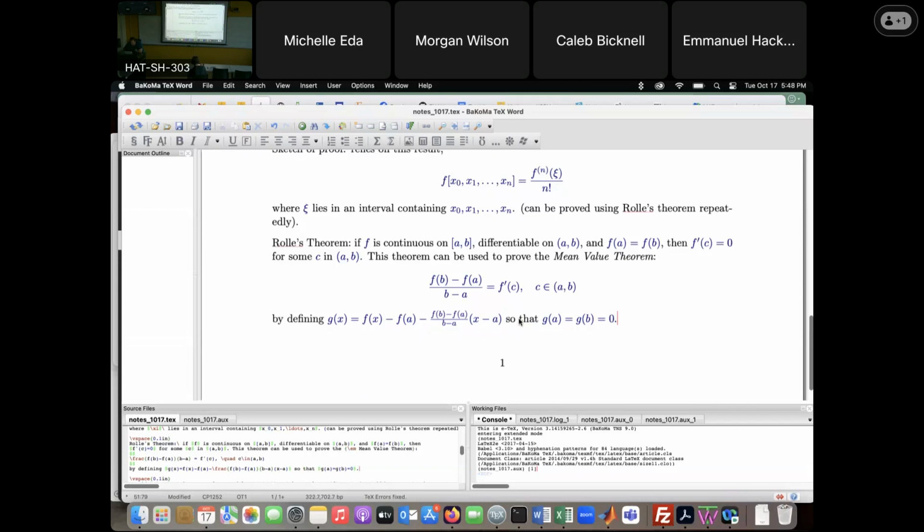So then you apply Rolle's theorem to g. So g prime has to be 0 at some point. And then you say, well, this derivative has to be equal to 0 at some point. And you get this. So that's your sketch of proof of the mean value theorem.